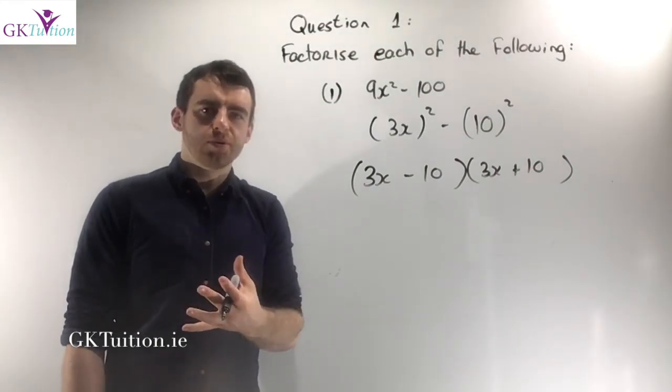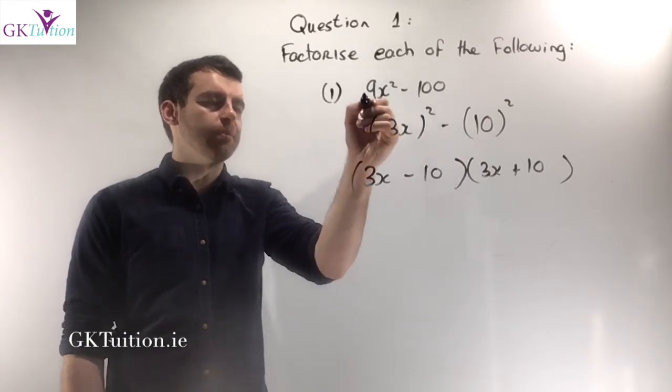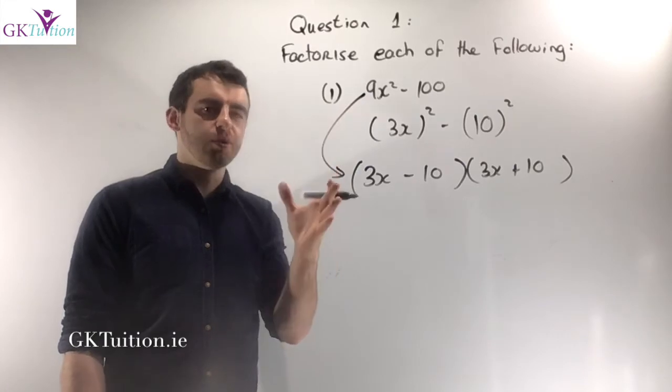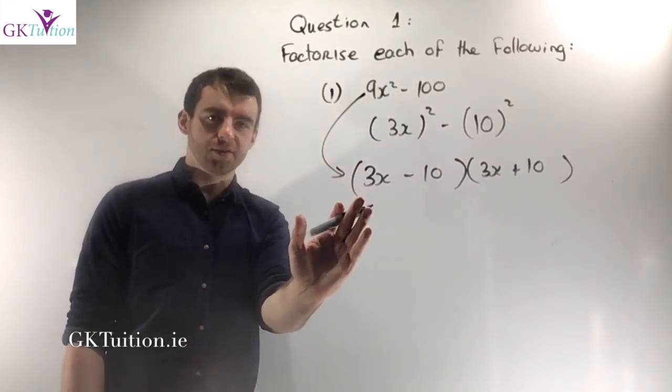Now, as we go through this course, whenever we get the difference of two squares, we're just going to skip straight from this line to this line. You don't need the line in the middle, so as we go through the rest of the course, I'm always just going to go straight from the first line to the factors.